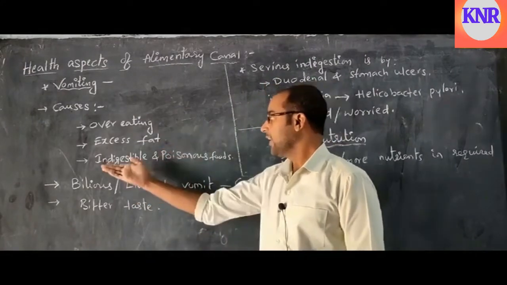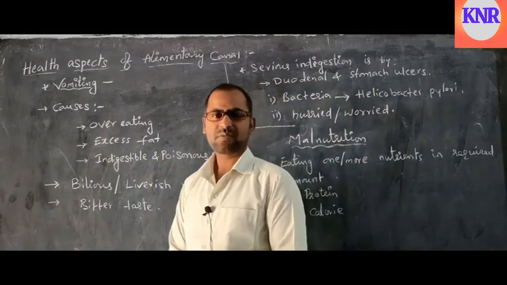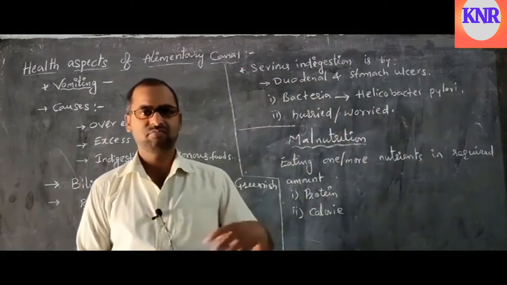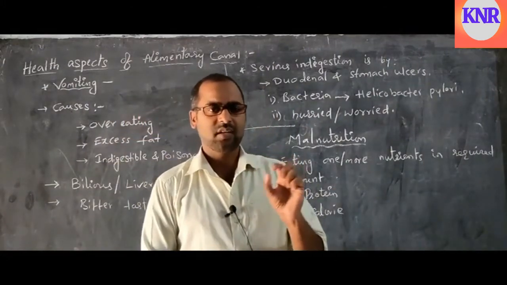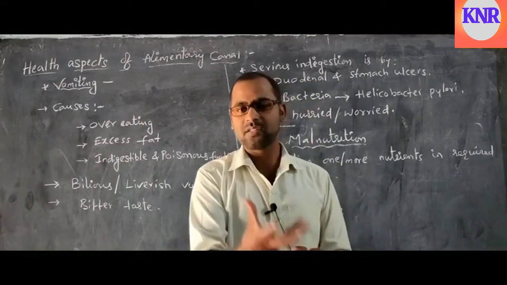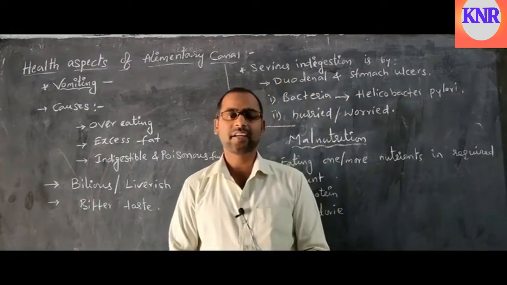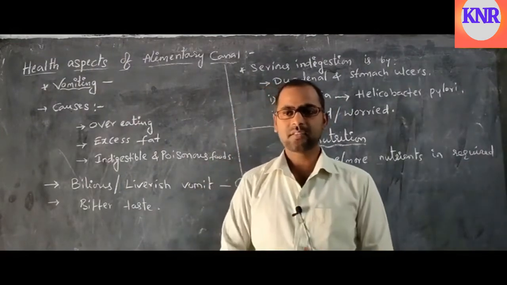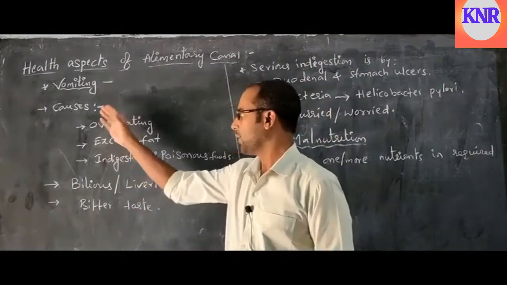Next, eating indigestible and poisonous foods. Sometimes we eat stale food, that means damaged or spoiled food, which is somewhat poisonous and contains some germs in it. That causes indigestion in the stomach, and it will be expelled outside. That is also one of the causes of vomiting.